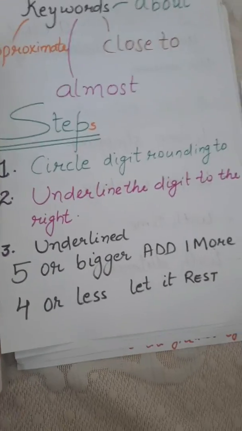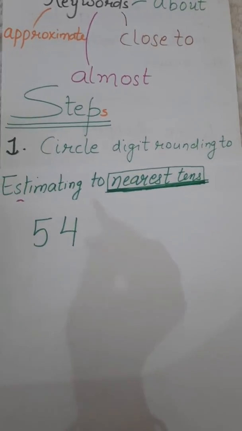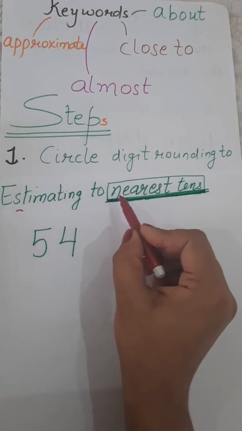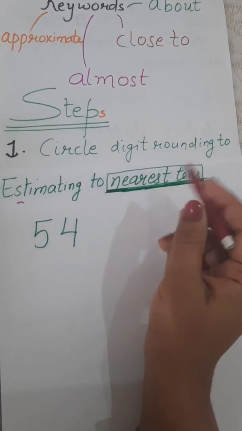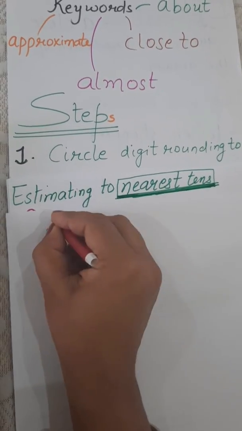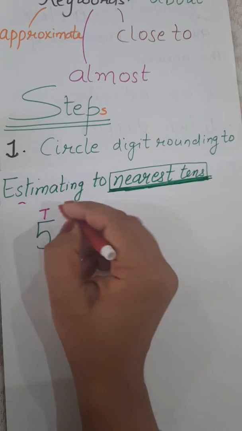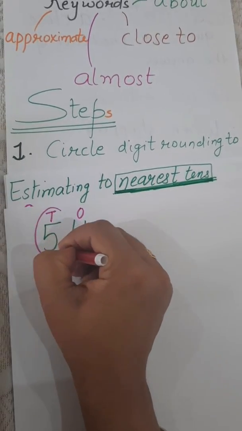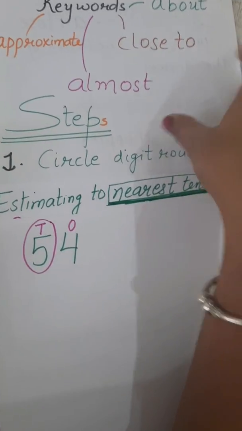Now next, there are some steps to estimate a number. Here we have to estimate to the nearest tens. Write ones and tens. First step: circle the digit you are rounding to. It is the tens place, so you circle it.